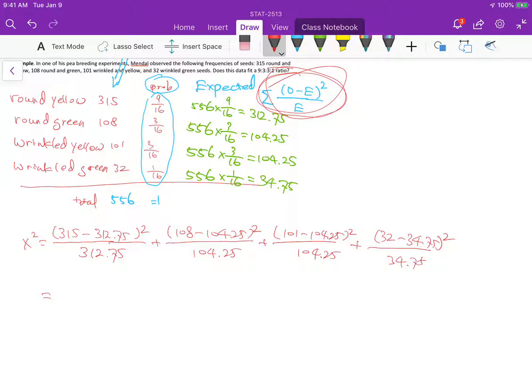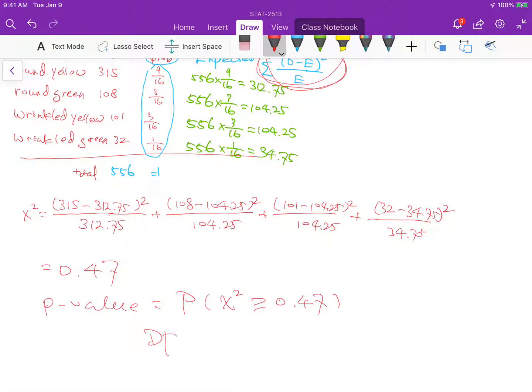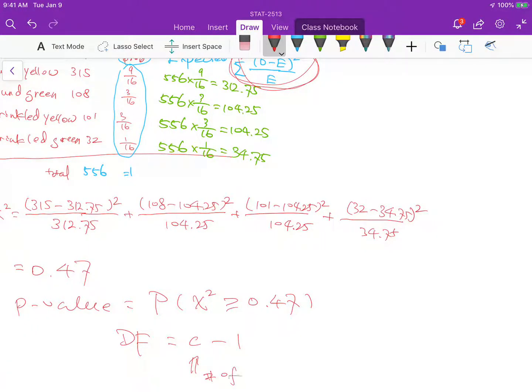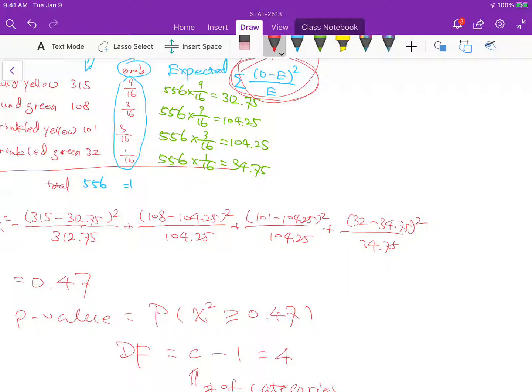If you do the math, this is 0.47. To get the p-value, it is always the probability that the statistic is greater than or equal to the test statistic we calculated. Notice the degrees of freedom is C minus 1, where C is the number of categories. For this one we have 4 categories, so 4 minus 1 equals 3.